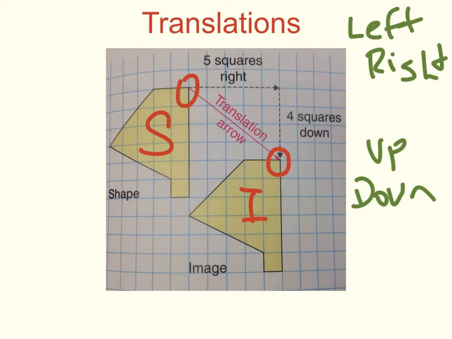That's really important. So we can see that it starts here and it went 1, 2, 3, 4, 5 squares to the right, and then 1, 2, 3, 4 squares down to end up there. So remember, we're matching the same vertex on the shape and image, and we count how many squares left or right it moved and how many up or down. So let's do some examples together.